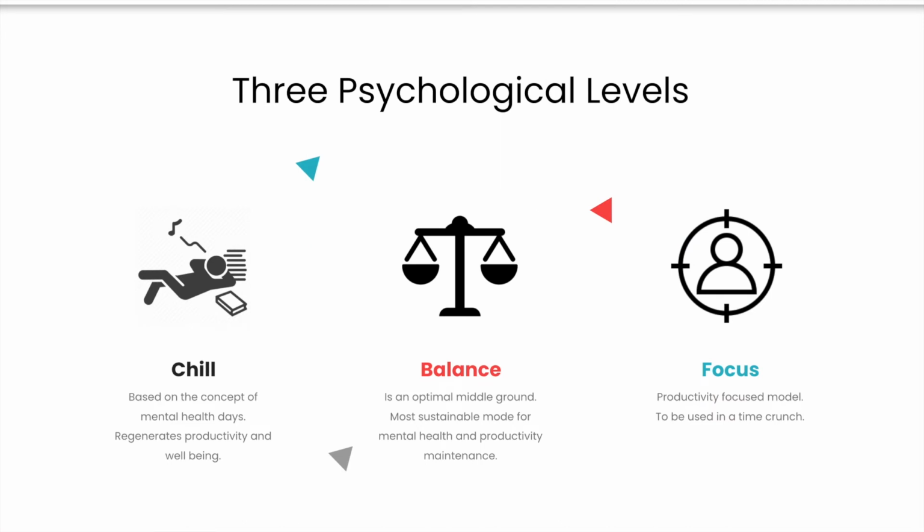So the three psychological levels. The first level, chill, is based on the concept of mental health days and will work to regenerate productivity and well-being. The next level, balance, is the level of performance most sustainable for everyday use. And lastly, focus is for when users are approaching a time crunch or deadline and need to be more productive.